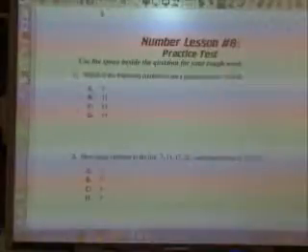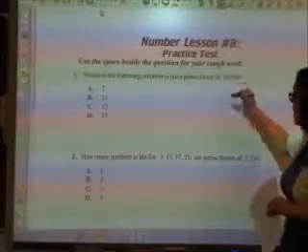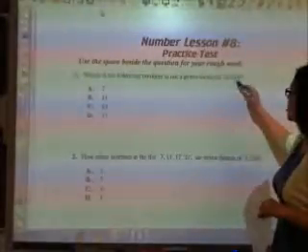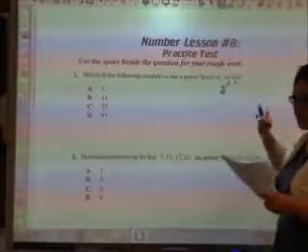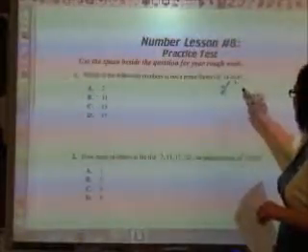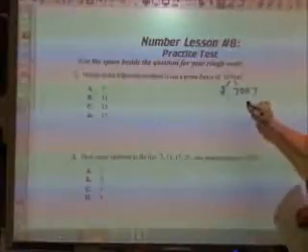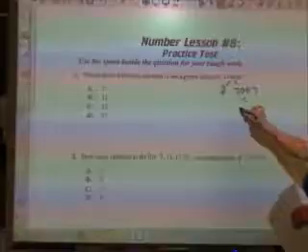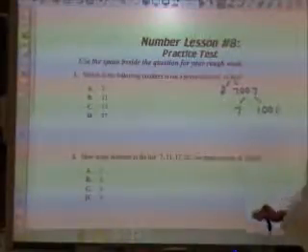Which of the following numbers is not a prime factor of 14,014? You could do this one of two ways. You could do your prime factorization tree, which means you would start off by dividing by 2. So I get 2 times 7,007.